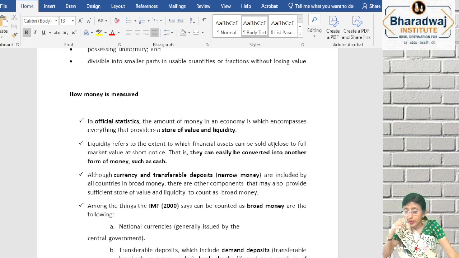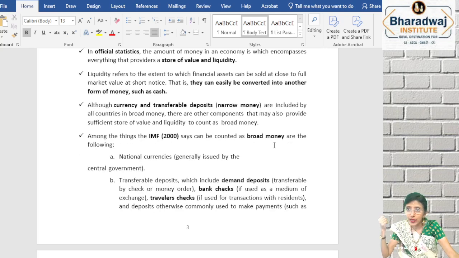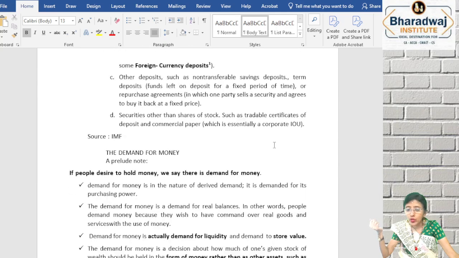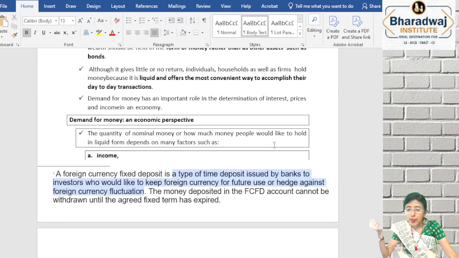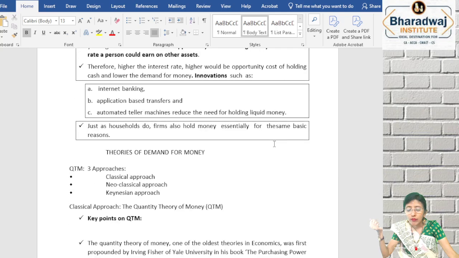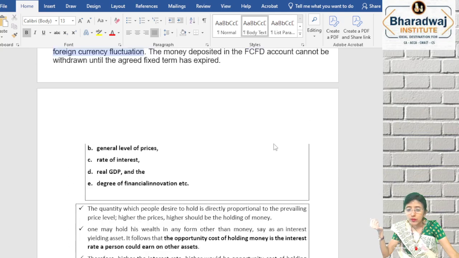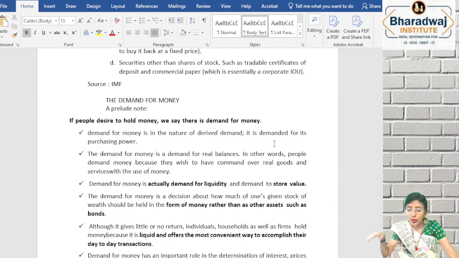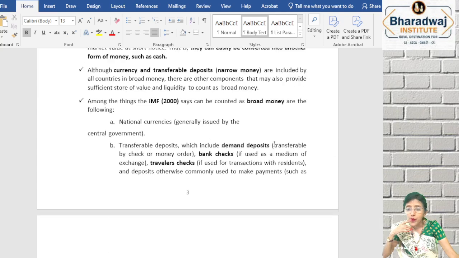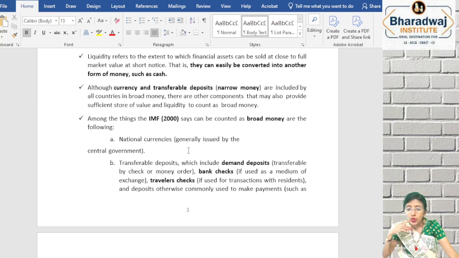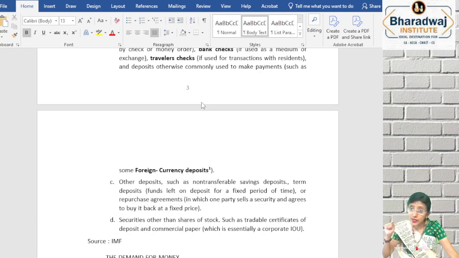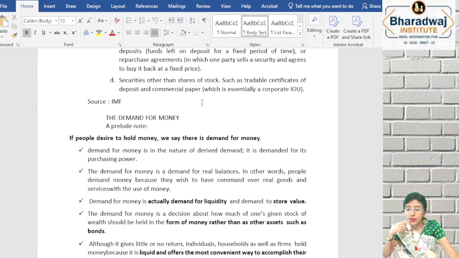Narrow money, broad money, M1, isn't it? M1, M2, M3, M4. All these are very important to you. We mentioned narrow and broad money, and later on we discuss. So what is broad money? What is narrow money? You have to know, isn't it? Broad money and narrow money are defined by M1, M2, M3, M4. We have done that in the class also.